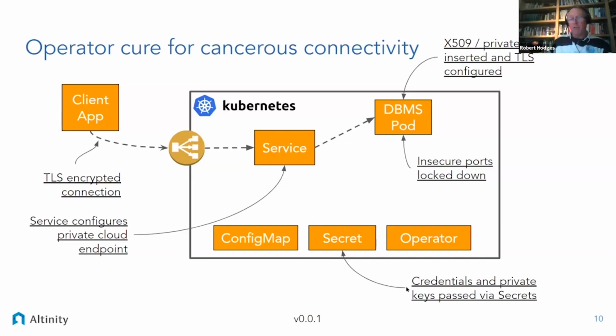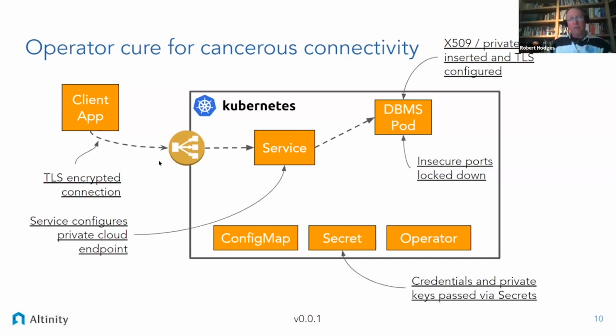Obviously, you can pass credentials using secrets. You can correctly configure the private cloud endpoint. One of the things you want to do is have a way inside the operator so that these load balancers don't accidentally turn out to be public endpoints. And then, of course, you want to have TLS encryption on the connection, which may mean that as you go through these endpoints, you have additional server setup of certificates and things like that to allow connections.